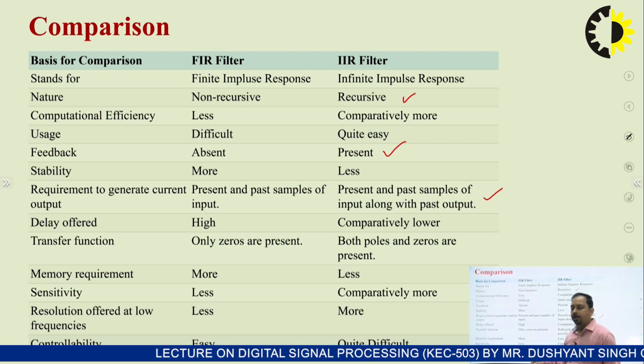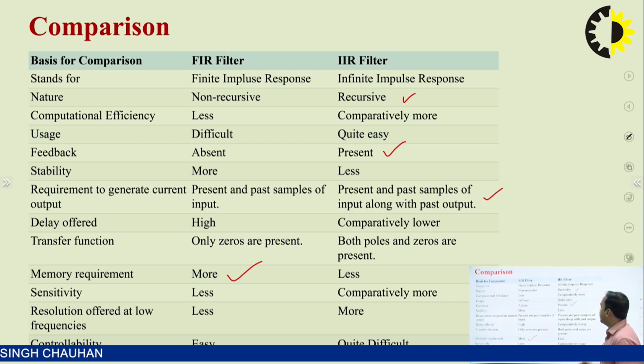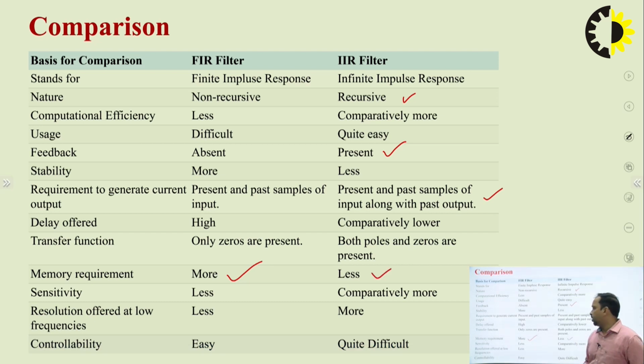Further, memory requirement: while we are realizing the structures for FIR and IIR, it has been seen that IIR filters require less memory as compared to the FIR, because FIR filters are less sensitive, whereas the IIR are comparatively more sensitive. So here we have a comparison chart that basically shows the basic comparison points regarding FIR and IIR.